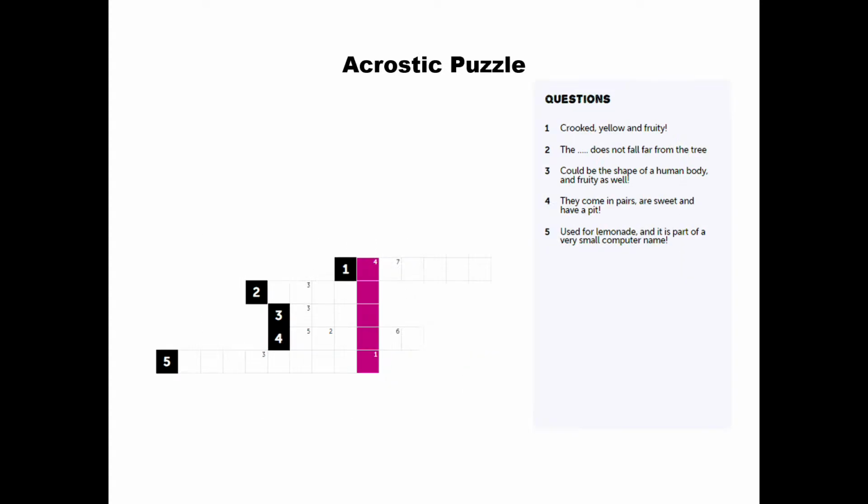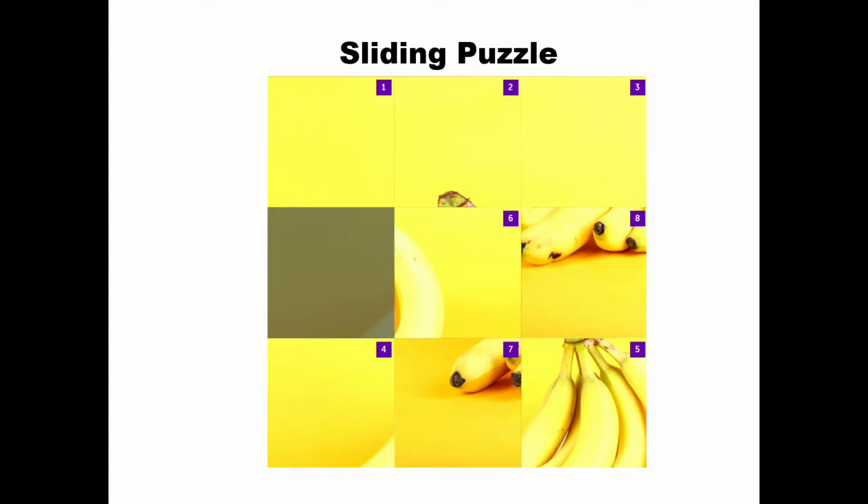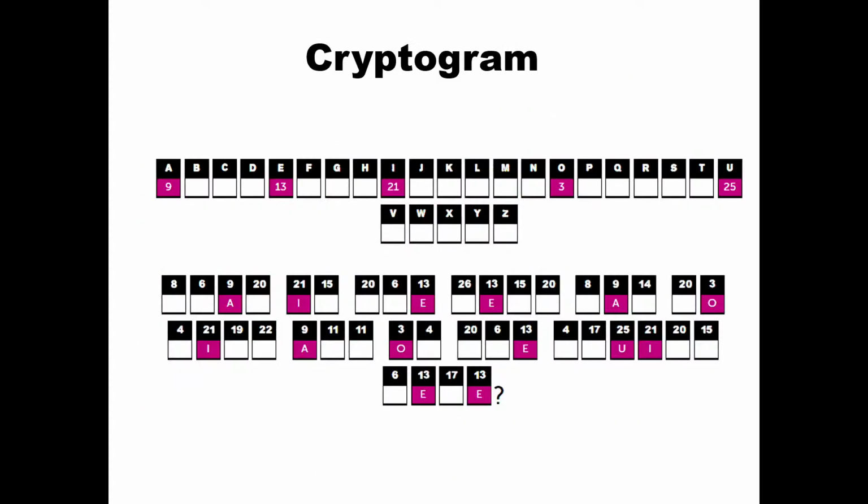Then comes the acrostic puzzle. We will be dealing with it later. Sliding puzzle, very easy, very nice. So you can slide the image which is jumbled up and solve it.